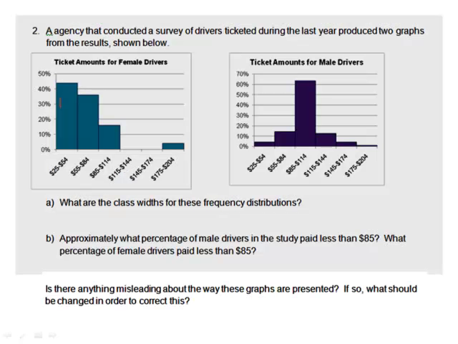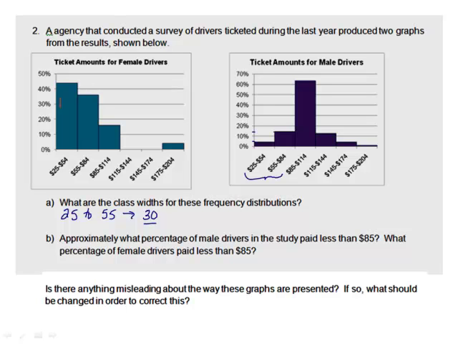Okay, for the next problem, we're comparing a couple of graphs. We have ticket amounts for female drivers and for male drivers. And first we're finding the class widths for each of the two frequency distributions. And remember, to find class widths, you go from the bottom of one class to the bottom of the next class. So for both of these, for example, from 25 to 55 is a total of 30. So that would be our class width.